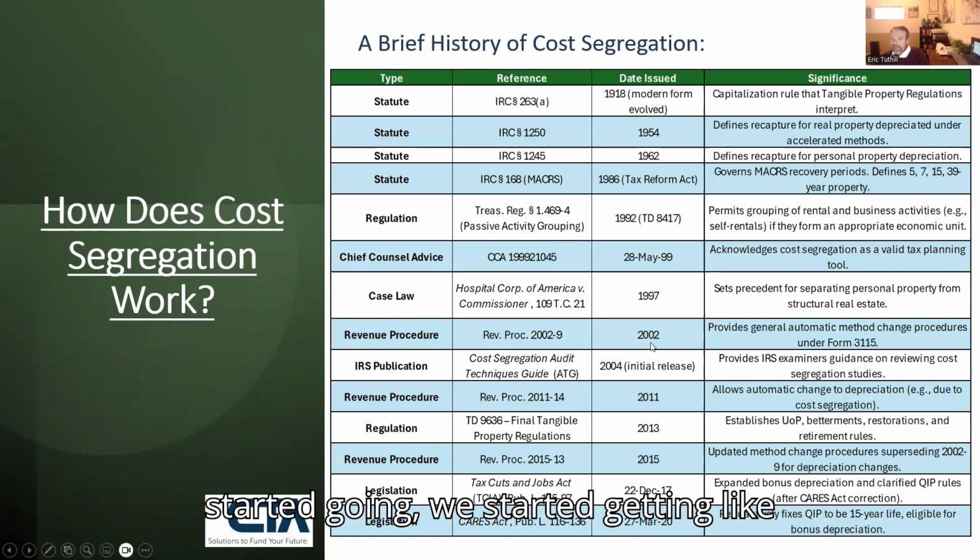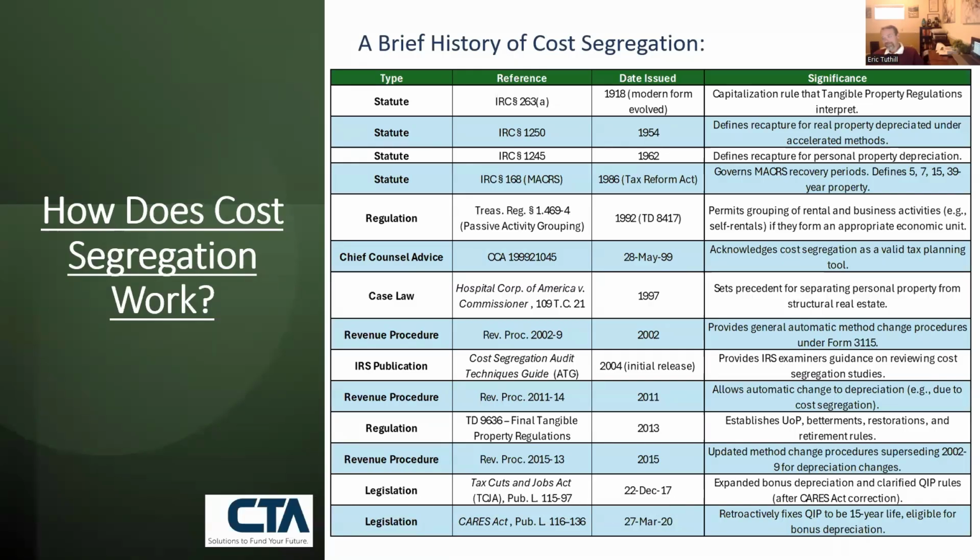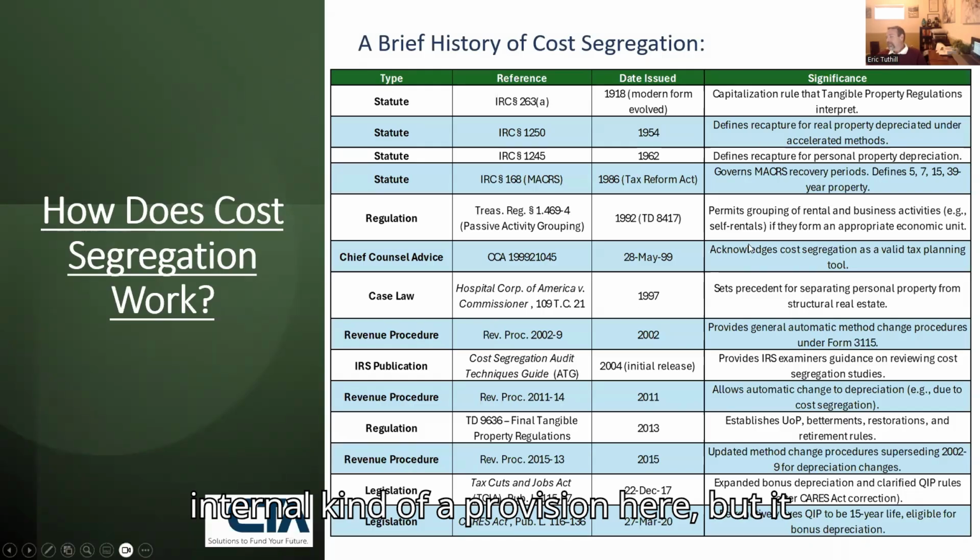But then we started getting case law saying, yeah, we use this. We start getting case law stacked up. And here's chief counsel advice, right? Essentially the IRS's internal provision acknowledges cost segregation as a valid tax planning tool. That was in 1999. They've been using it for a long time.